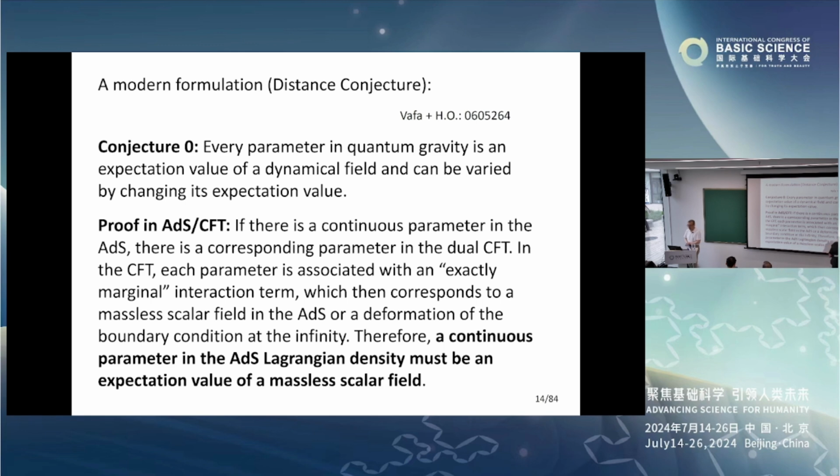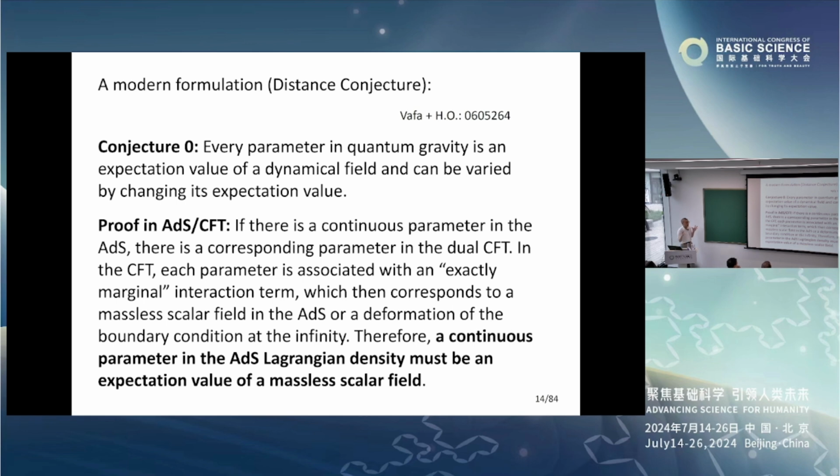So the proof goes in the following way. Suppose there is a continuous parameter in anti-de Sitter space. So if we have a gravitational theory with a parameter, then there must be a corresponding parameter in the dual conformal field theory. And in such a conformal field theory, each parameter is associated to exactly marginal operators, which then correspond to massless scalar fields by the AdS/CFT correspondence, or the deformation of the boundary condition at infinity. So this means that if the AdS Lagrangian density has a continuous parameter, there must be a corresponding massless scalar field, and the parameter is given by its expectation value.